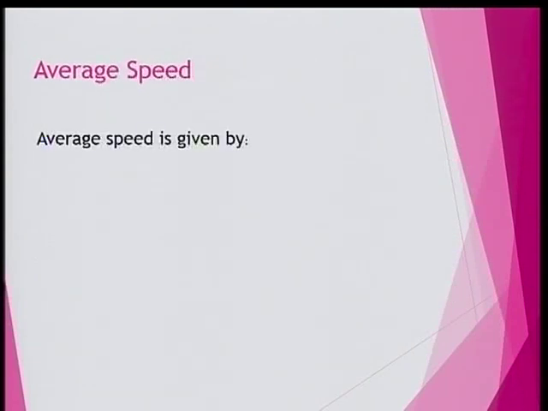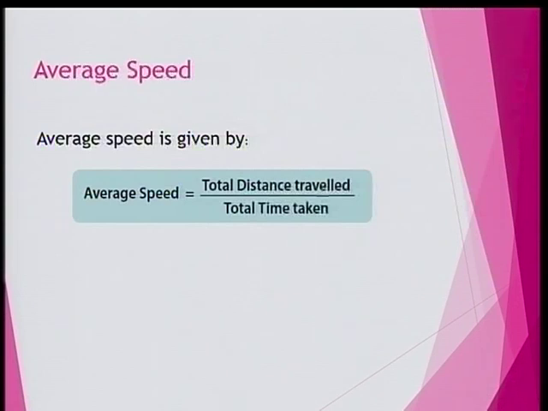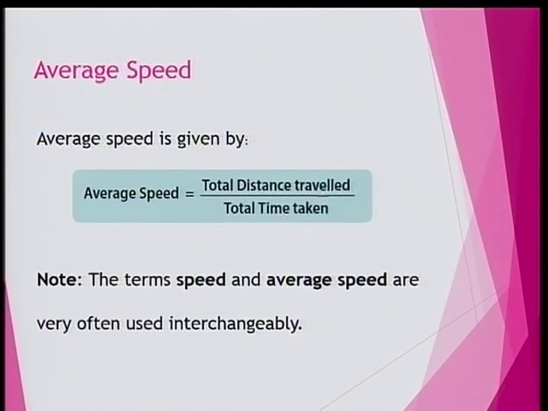Average speed can also be given by the formula total distance traveled over total time taken. Note, we usually interchange these two terms, speed and average speed.